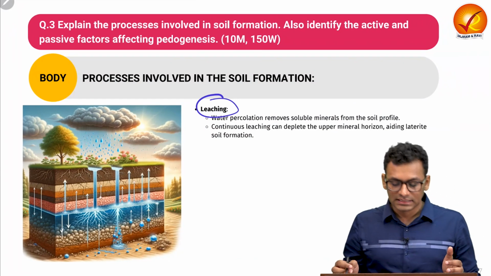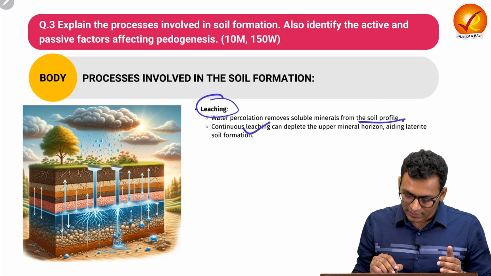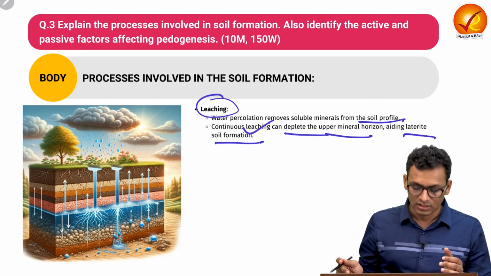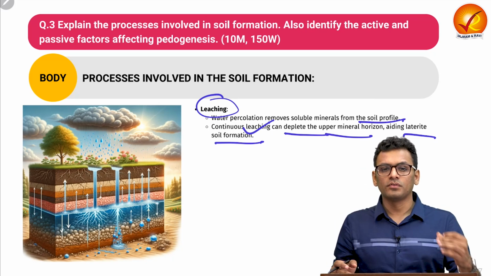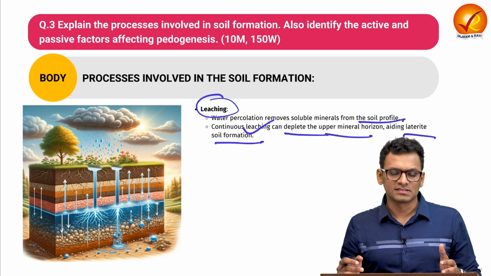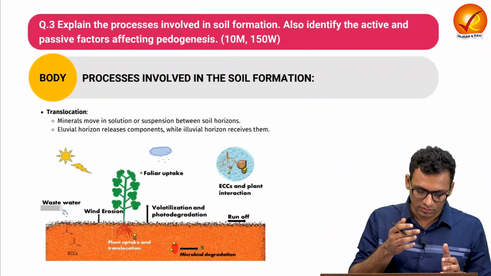Next is with respect to leaching. Water percolation removes soluble material from the soil profile, and continuous leaching can deplete the upper mineral horizon, aiding laterite soil formation. So water as an active force can also change the structure of the soil and thus help with respect to soil formation. So leaching is a kind of process that we can understand through this.